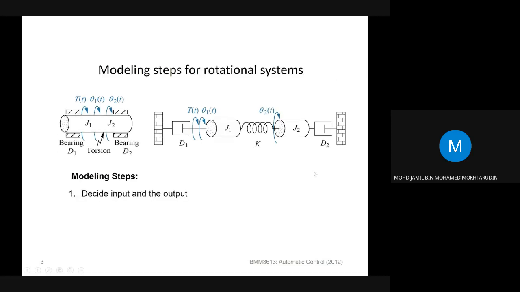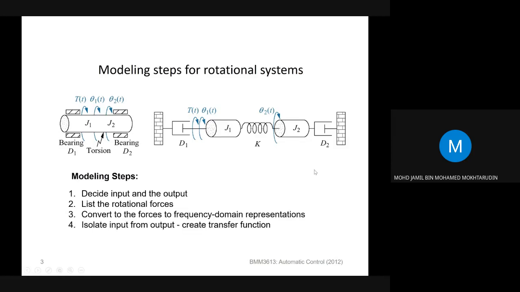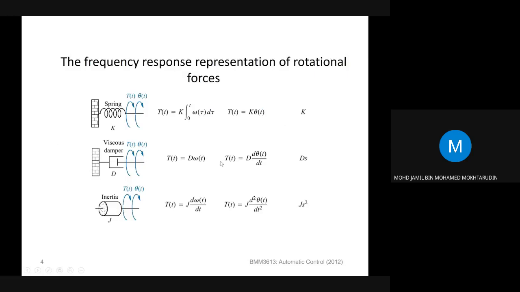Okay, so same modeling steps with translational mechanical system, but this time it's rotational forces instead of translational forces. So let's look at how to draw the free body diagram. Okay, so before we draw the free body diagram, we need to know how to convert the forces from spring, damper, and inertia in terms of frequency response.